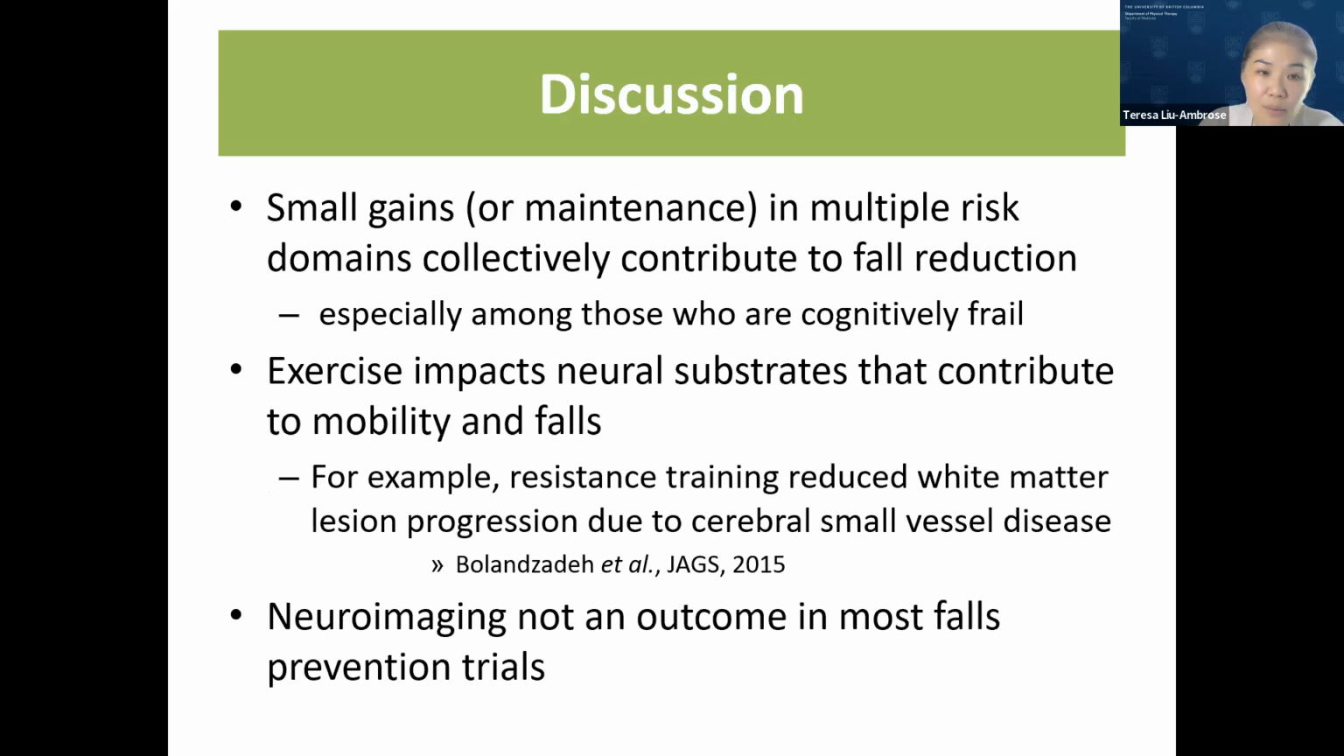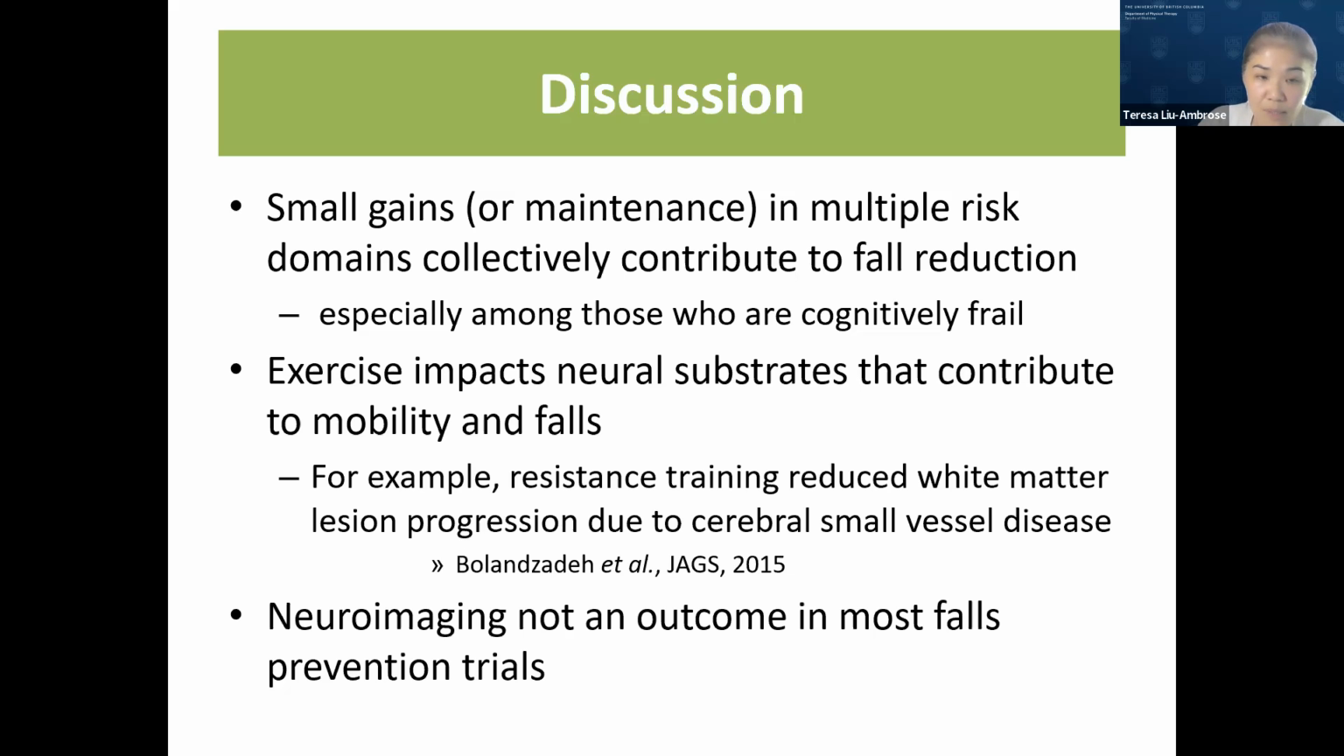And so how do we decipher or process these findings? One is, I think, when it comes to more frail older adults, small gains or even just the maintenance of function in multiple domains, cognitive and physical, could collectively contribute to falls reduction. And again, I want to highlight that for the trial that we ran, we did include people who were technically both cognitively and physically frail. So it may be that minor changes, or even simply the maintenance of their function, could contribute to falls reduction.